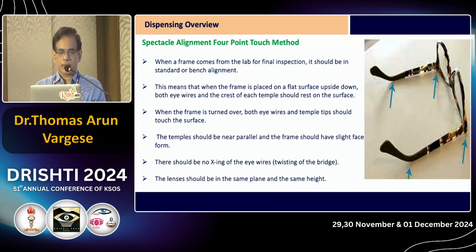And when you get the spectacle, the patient always asks, Doctor, is it good, did you check it? You just say yes. And then what you can do is the 4-point touch method, where you put the specs upside down and make sure the 4 points are touching. That means the alignment is correct.